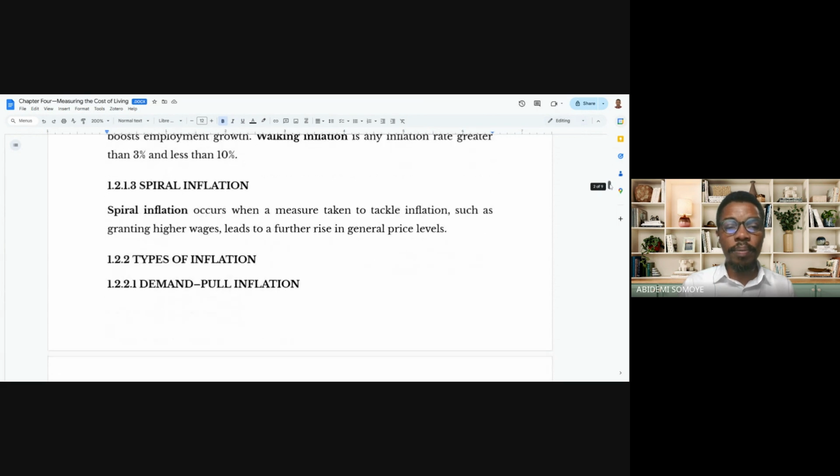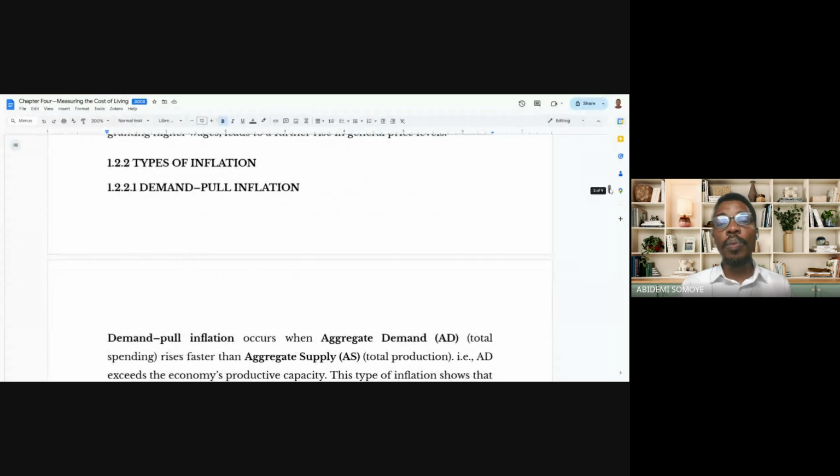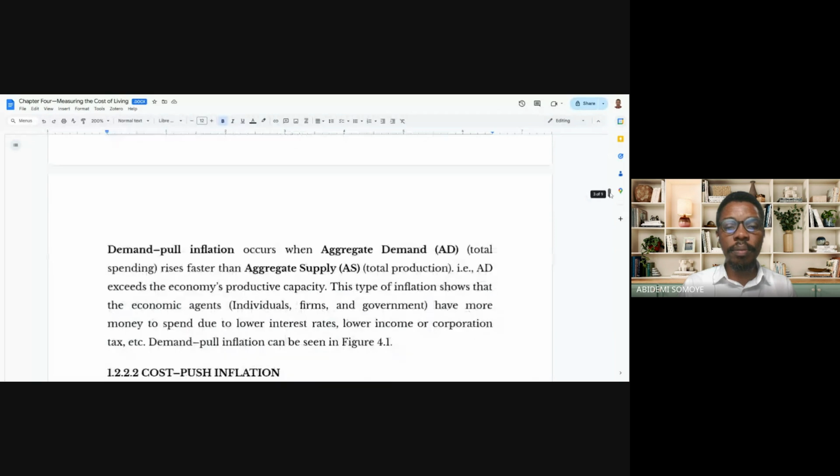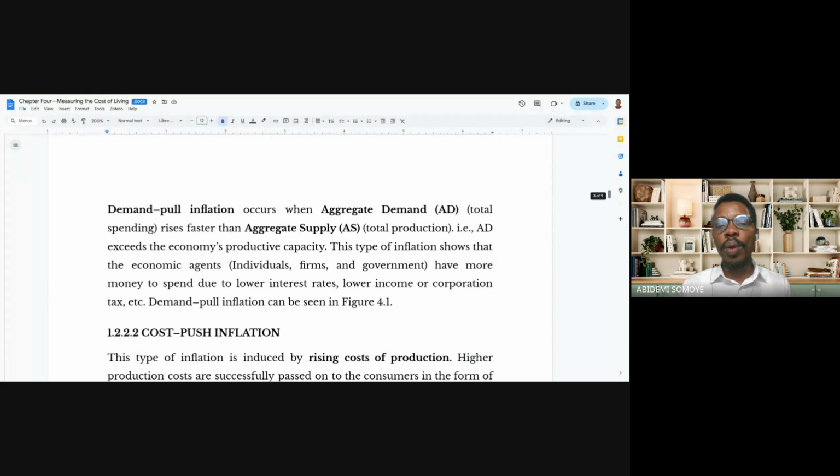Okay, so let's move further. What are the types of inflation? For the types of inflation, we can have demand pull inflation. We can also have cost push inflation. Let's take a look at demand pull inflation. Demand pull inflation occurs when aggregate demand, which is total spending within the economy, rises faster than aggregate supply, which is total production. That is, AD, aggregate demand, exceeds the economy's productive capacity. This type of inflation shows that the economic agents, individual firms and government, have more money to spend due to lower interest rates, lower income or corporation tax, etc. Demand pull inflation can be seen in figure 4.1. We're going to take a look at that figure together.